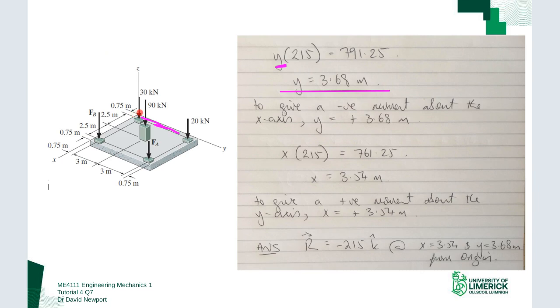Now, I don't know, is it 3.68 meters this way, or is it this way? Okay, so what I'm doing is I want this to be a negative moment, which means it's got to be giving a clockwise rotation about the x-axis. And if I have a force acting in the negative z direction, because the resultant is acting in that direction, it has to be located out here to give me a clockwise rotation. So that means it is plus 3.68 meters.